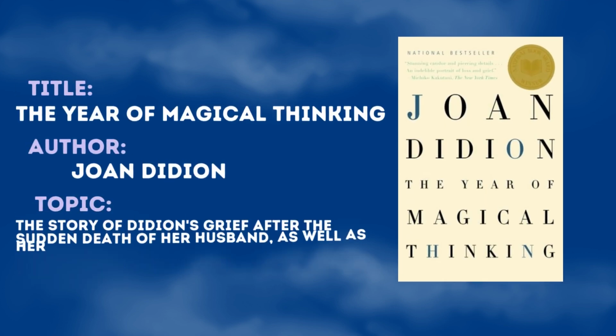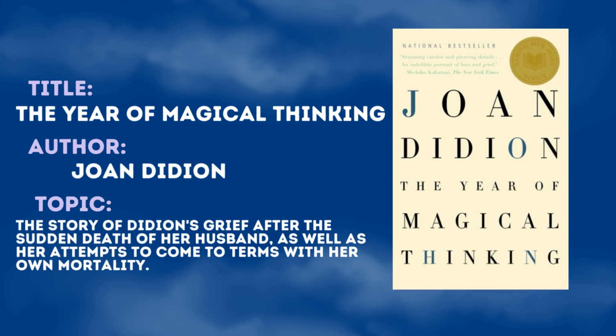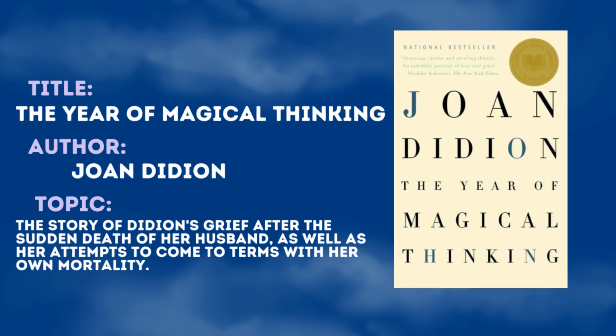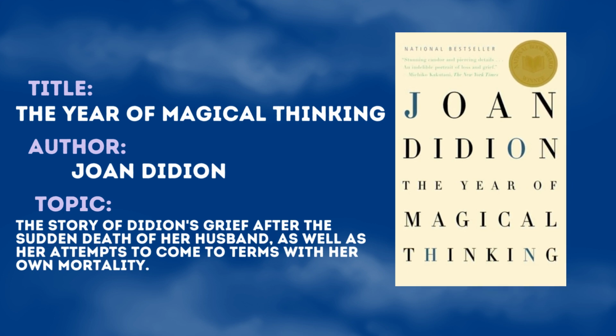Number 5, The Year of Magical Thinking by Joan Didion. This memoir tells the story of Didion's grief after the sudden death of her husband, as well as her attempts to come to terms with her own mortality. It's a powerful and deeply moving meditation on love, loss, and the human experience.